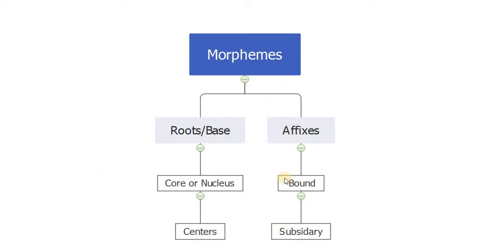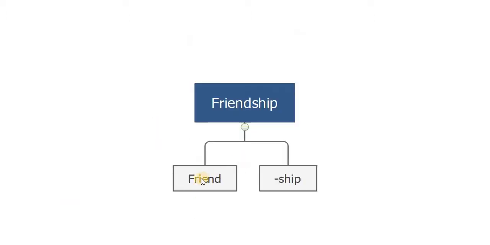Now, we shall illustrate this with the help of some examples. Now, let's take the word friendship. In friendship, friend is the root word and ship forms the affix. Since the affix comes after the root word friend, it is also known as a suffix. Since it succeeds the root word, it is also known as a suffix.